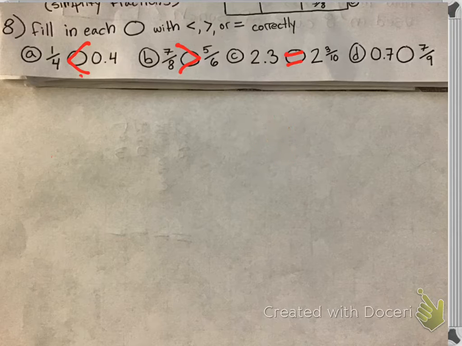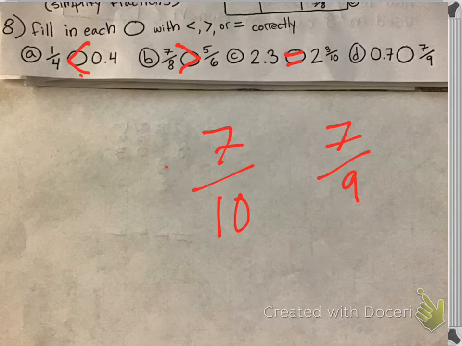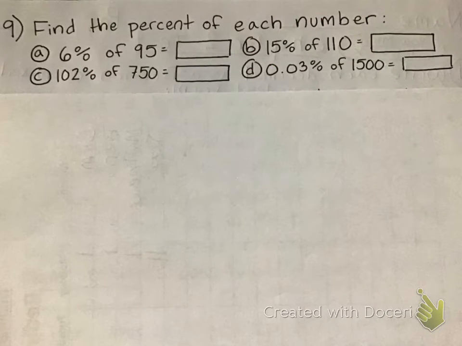Last one, here's the trick. We have 0.7 and we have 7/9. 0.7, what is that as a fraction? What is that as a fraction, Matthew? It is 7/10. Let's look at this. 7/10 and 7/9. Which is bigger? 7/10 or 7/9, Lily? 7/9 is bigger because when the denominator is smaller, our fraction is bigger. We're going to come back to number 9.